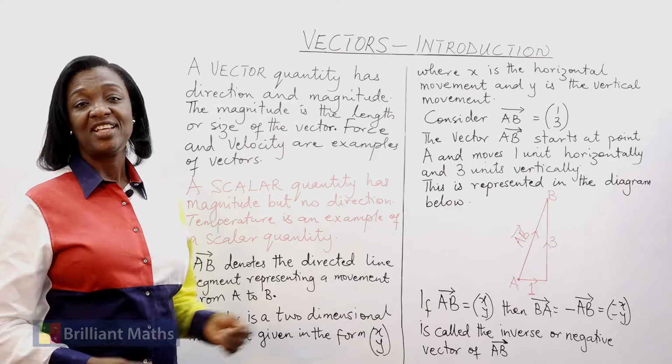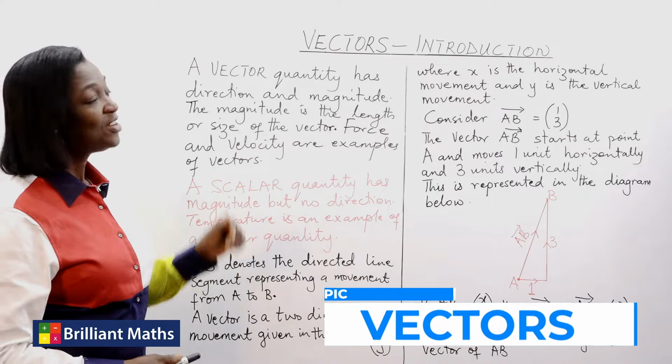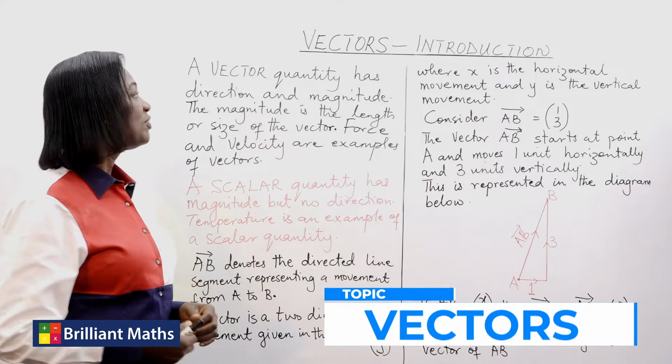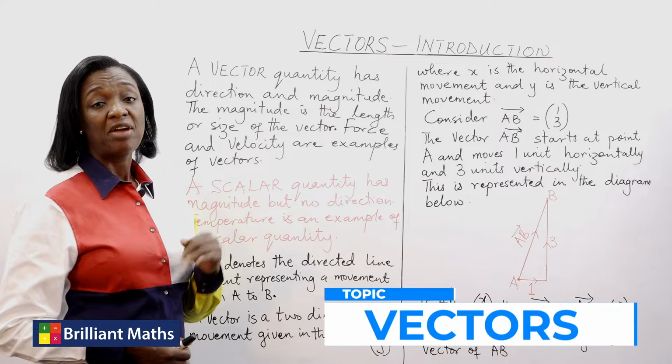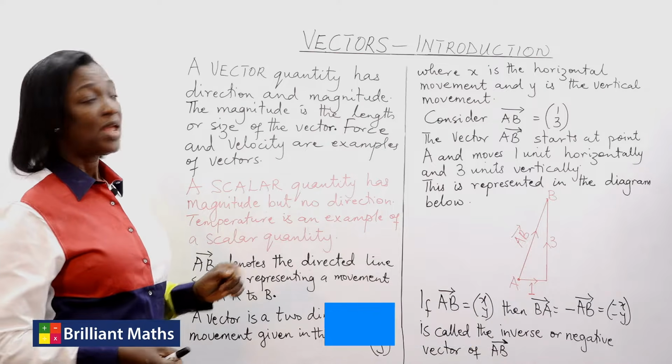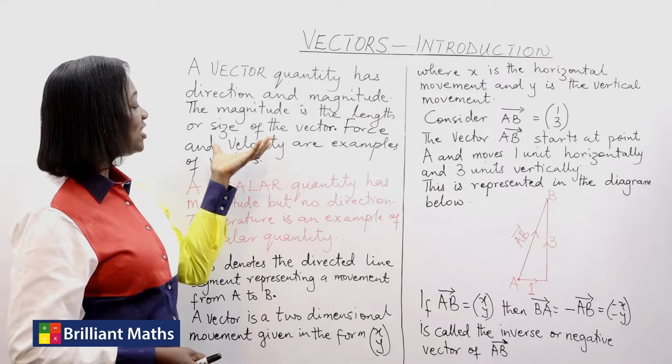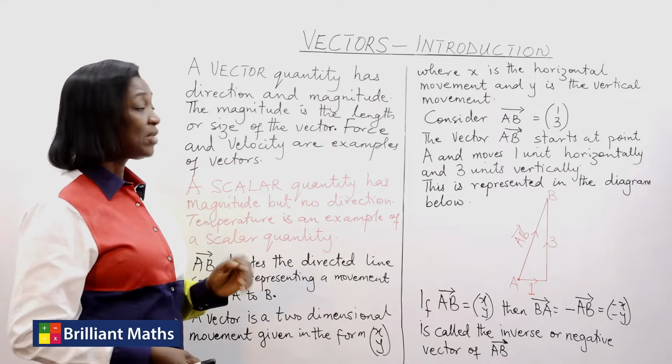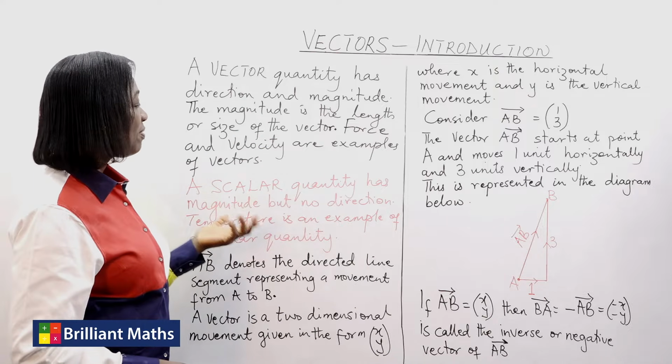In this lesson, we're looking at Introduction to Vectors. What is a vector? A vector quantity has direction and magnitude. The magnitude of a vector is the length or the size of the vector. Examples of vectors are forces and velocity.